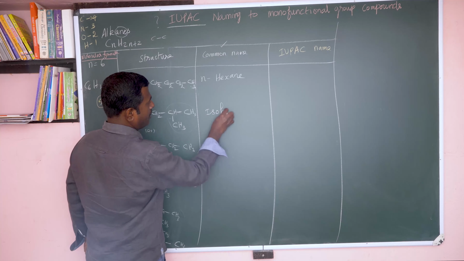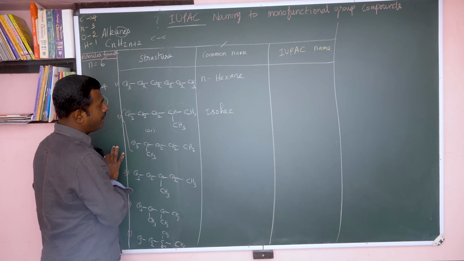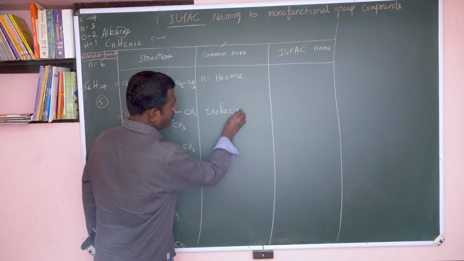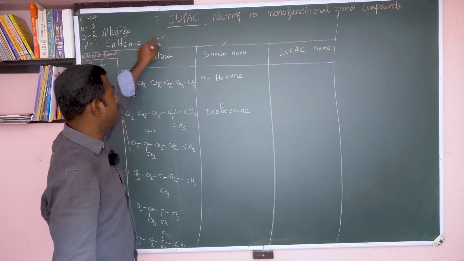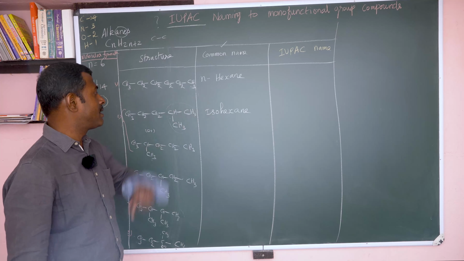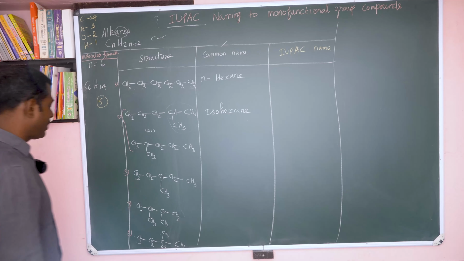So totally this also has 6 carbons. So the root word is hex. Here also there is a single bond between the carbon atoms, so the name should end with ane because of alkane. Alkanes are the compounds having carbon-carbon single bonds. So this is isohexane we can give. Isohexane.